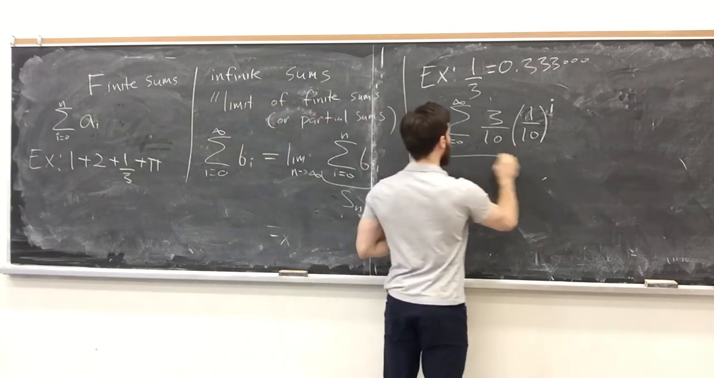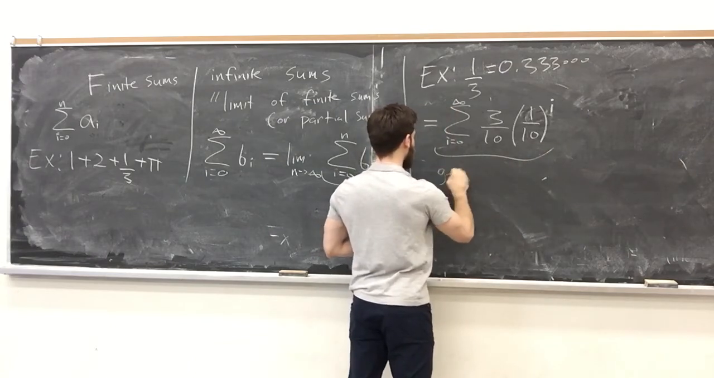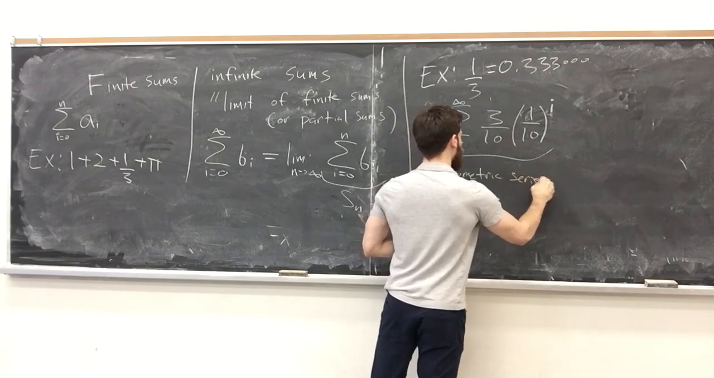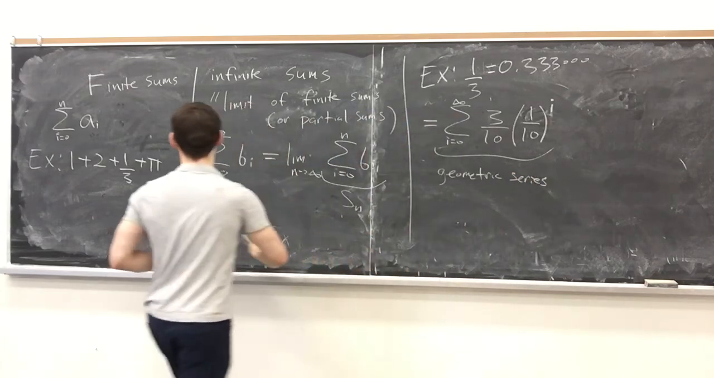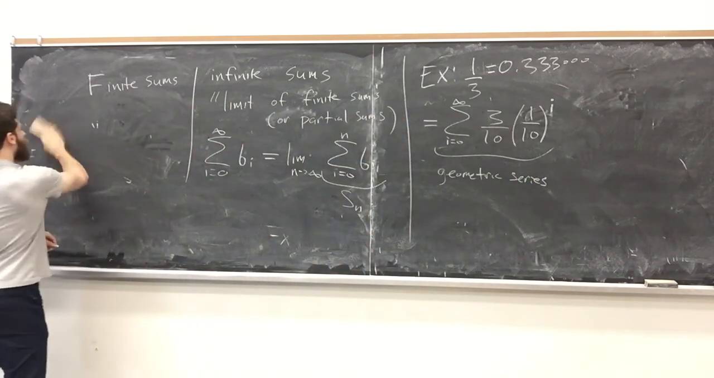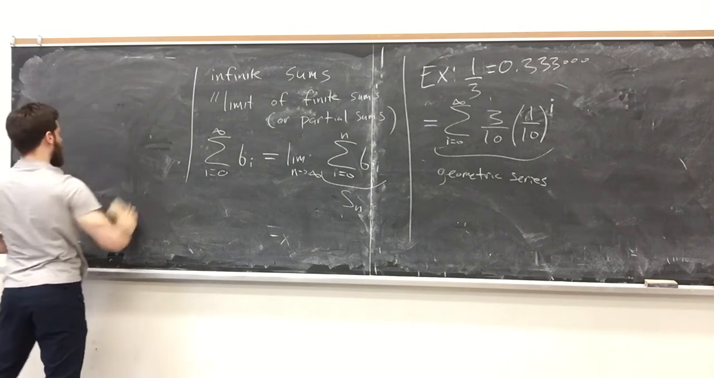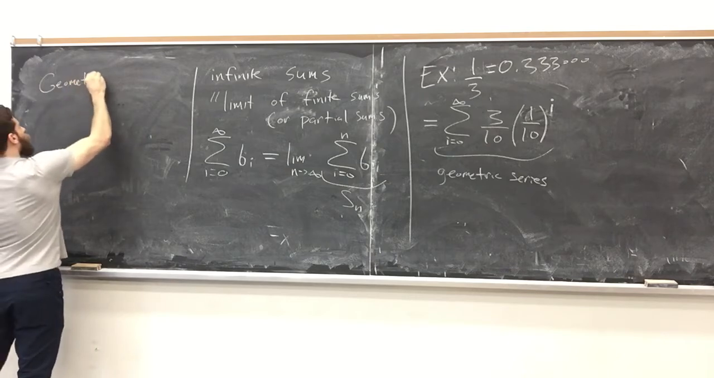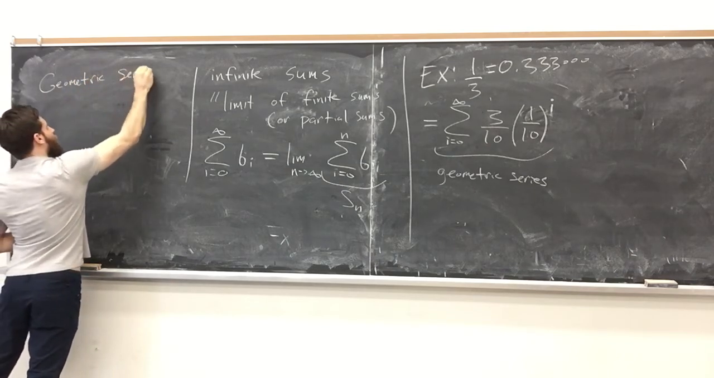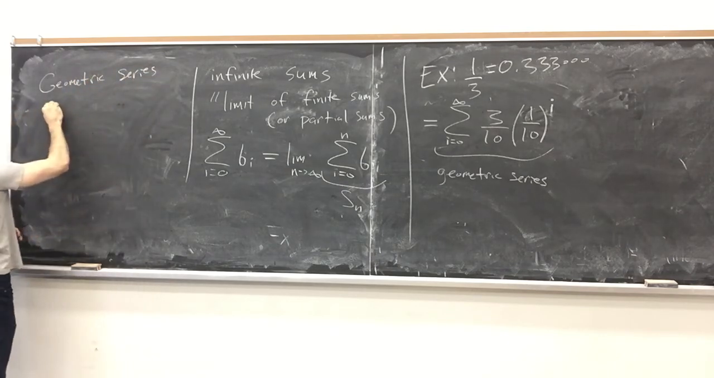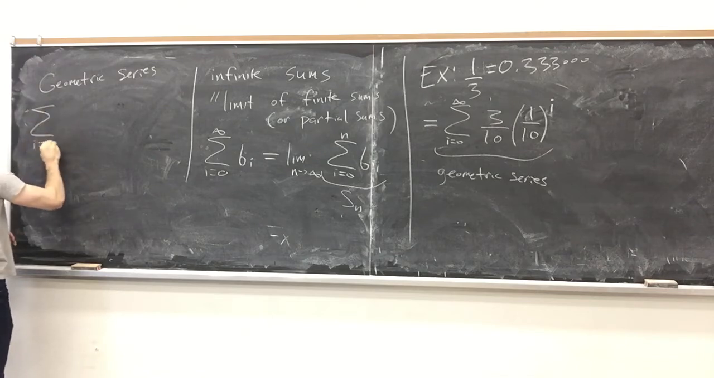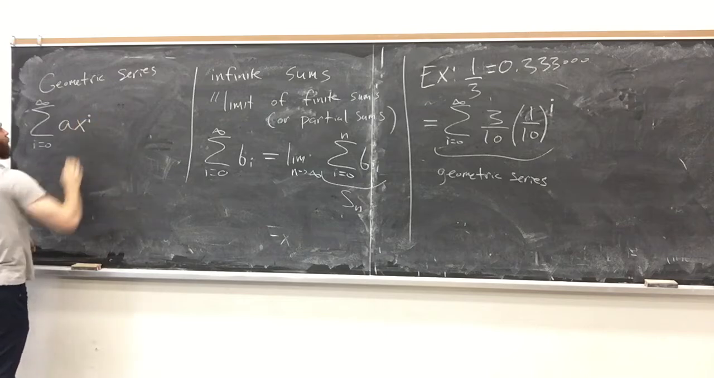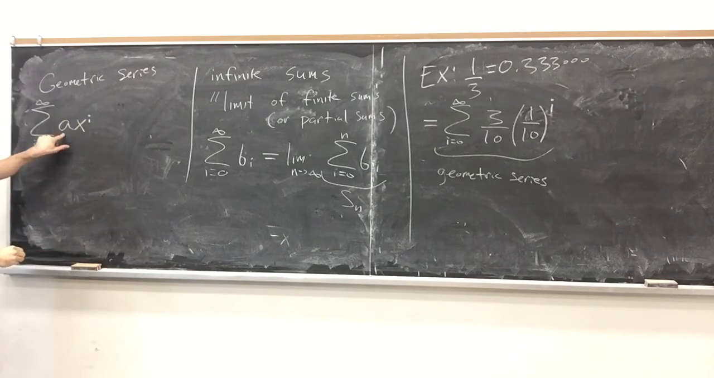Now this, in particular, is an example of a geometric series. So let me erase this right here. A geometric series is a series which has the following form: the sum from i equals 0 to infinity of a times x to the i, where a is a constant.